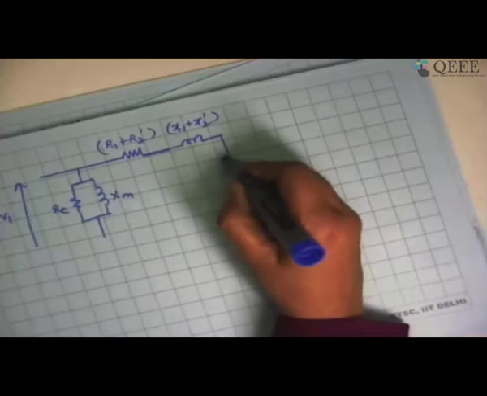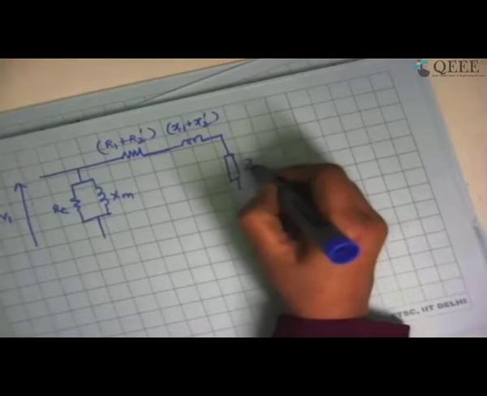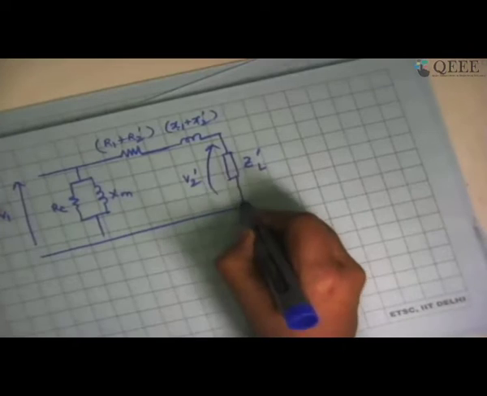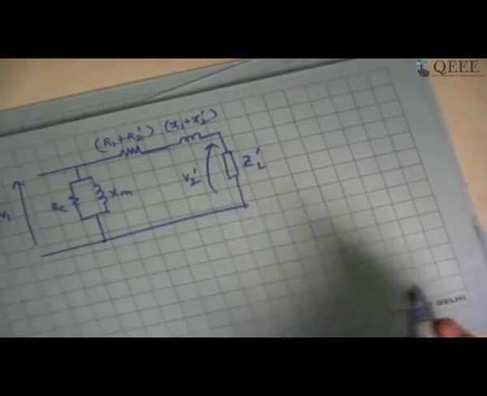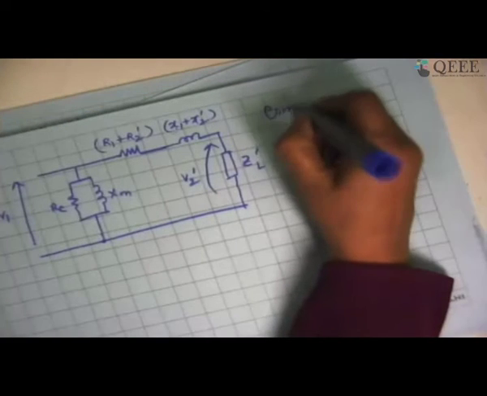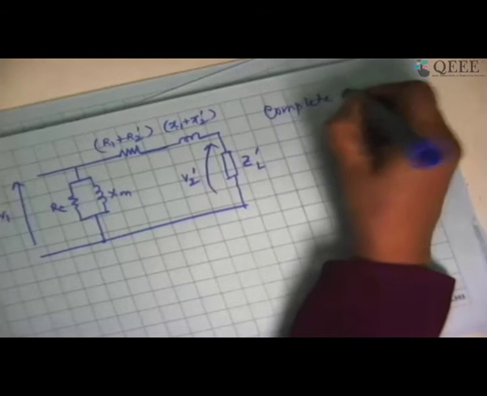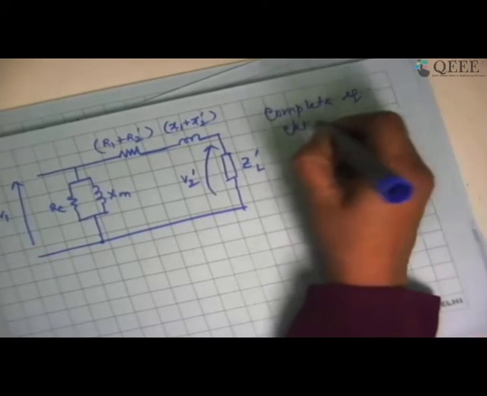Now here I'm going to connect ZL dash and I'm going to call this V2 dash. Now the whole thing is essentially the complete equivalent circuit of the transformer.